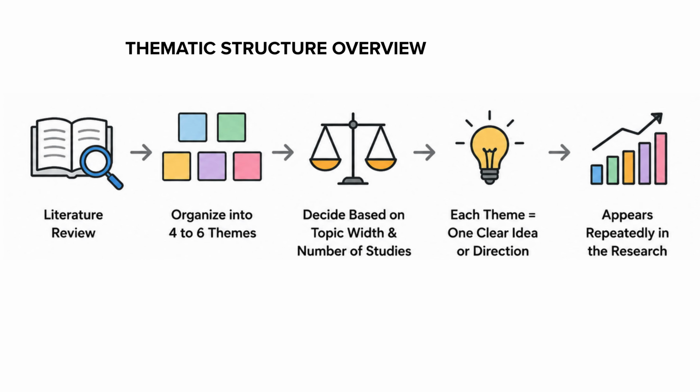Thematic structure overview. In a literature review, you usually organize the studies into 4 to 6 main themes. You decide the number based on how wide your topic is and how many studies you are including. Each theme should represent one clear idea or direction that appears repeatedly in the research.